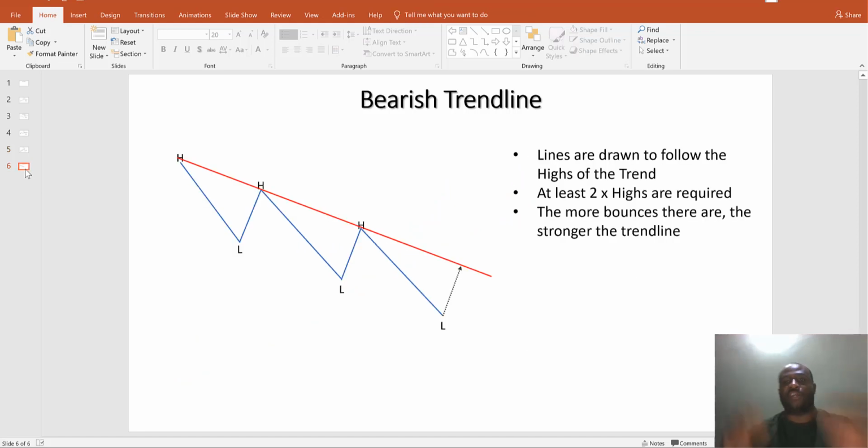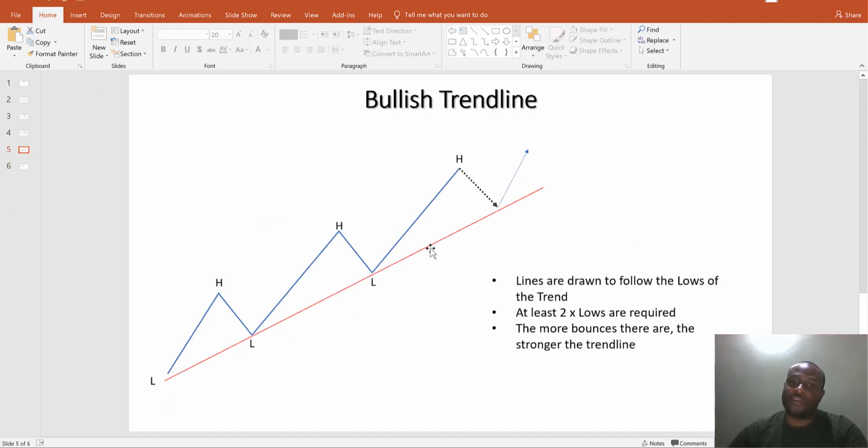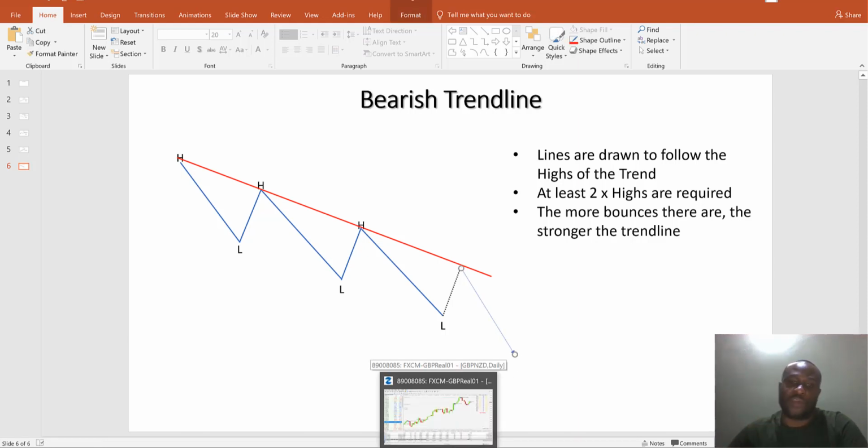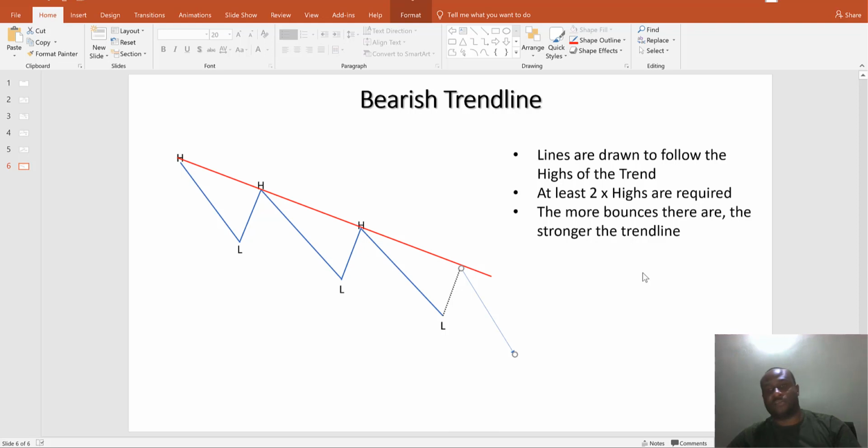Right, bearish trend line, which is again the reverse of what happens with the bullish. Here the lines are drawn to follow the highs. So remember, for the bullish, we draw the lines to follow the lows. For the bearish, we draw the lines to follow the highs. And we are then waiting to see if price will come back and bounce off that line, creating a new high level, but this time a lower high. Then we will want to take a sell trade to drive price to the downside, and that's how we will make profit from that trade.